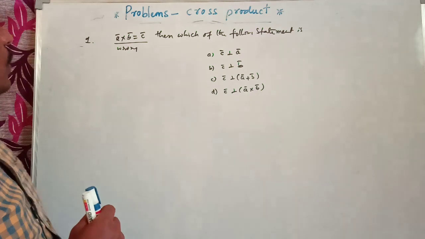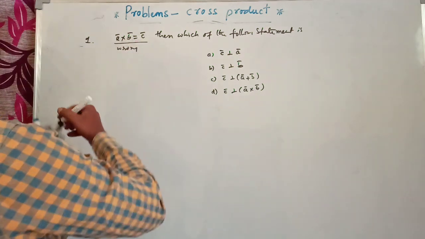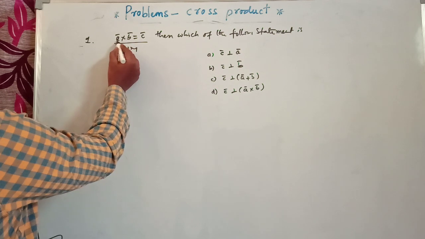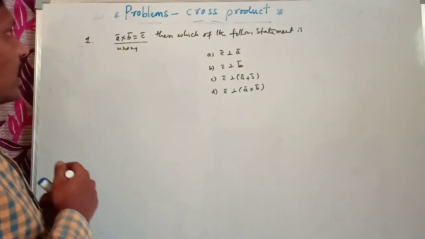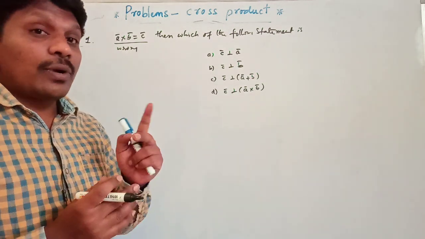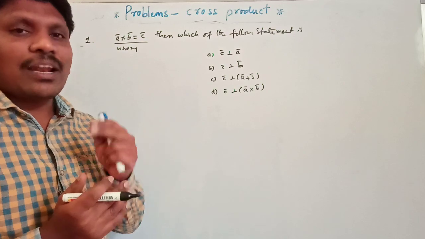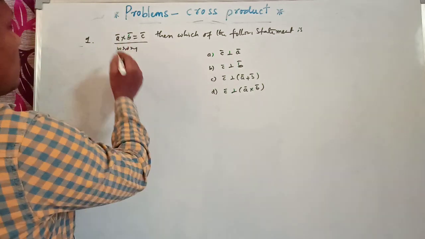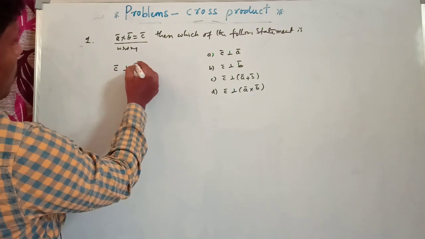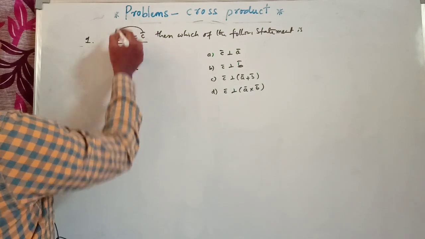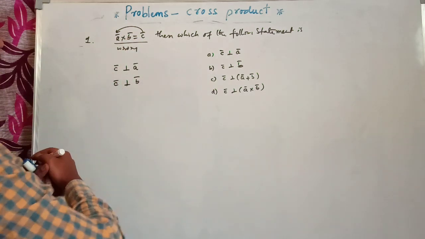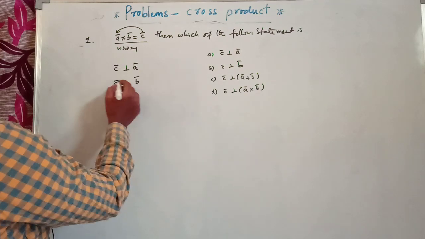Now let us see. From this statement, A bar is a vector, B bar is a vector. We know that the cross product of two vectors gives a vector, but the dot product of two vectors gives a scalar or magnitude. So this is a vector. From this we can write that C bar is perpendicular to A bar, and C bar is also perpendicular to B bar.